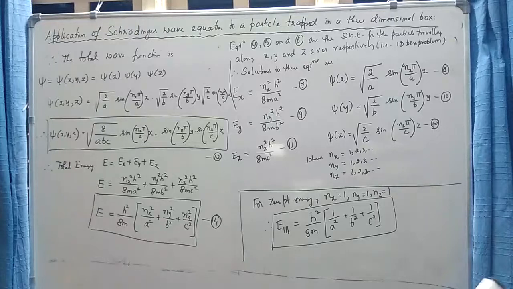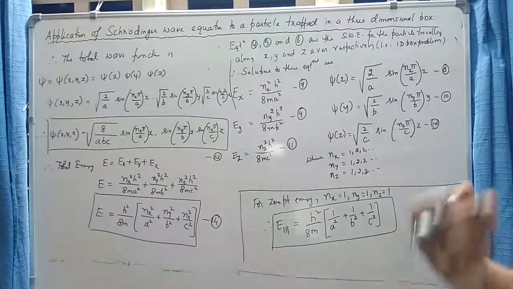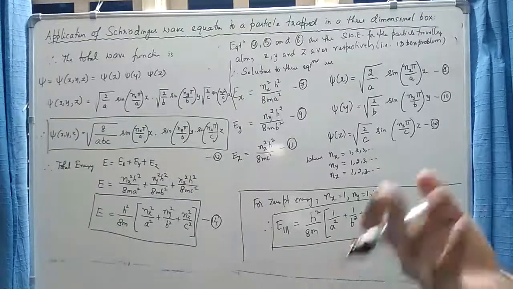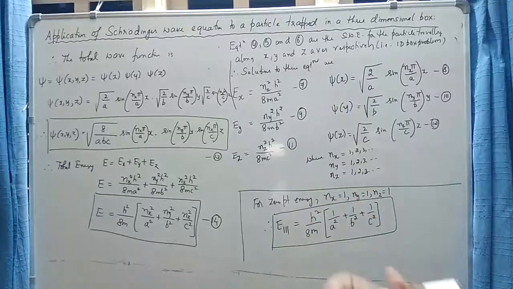In the next video we will consider a special case of this three-dimensional box, which is a cubical box. What do you mean by a cubical box? The length of the box along the x-axis, y-axis and z-axis should be the same. That is, a is equal to b is equal to c. So when a is equal to b is equal to c, a rectangular box becomes a cubical box.